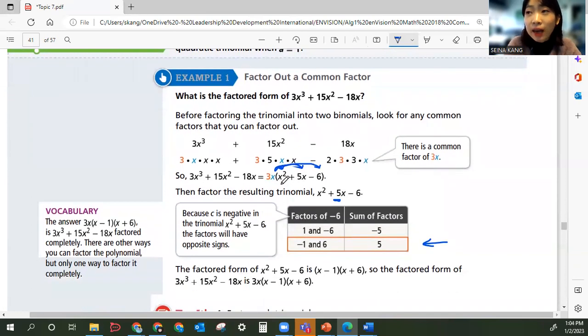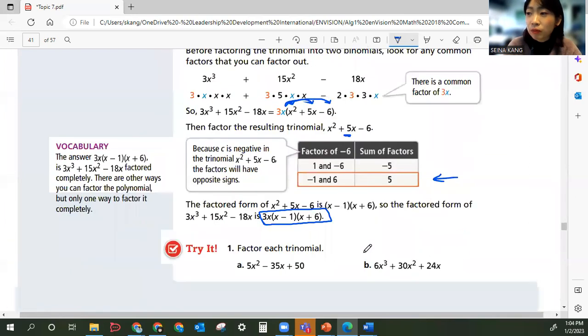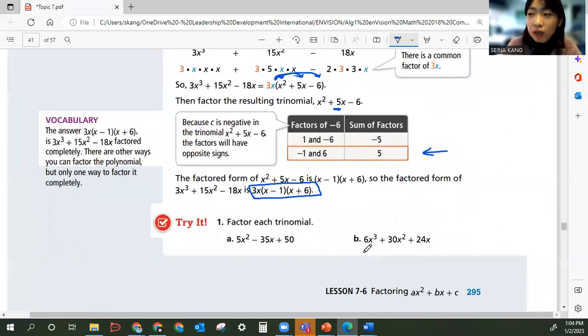So 3x is still there. Don't just get rid of it. You have 3x times x minus 1 times x plus 6, okay? So it's not as hard as you think, right? You can first factor them out and make it into a trinomial that you can actually factor. And then it's done, right? You can do it. So try number 1, you're going to factor each trinomial. Please pause the video and solve parts A and B, and we'll check when you come back for answers, okay?